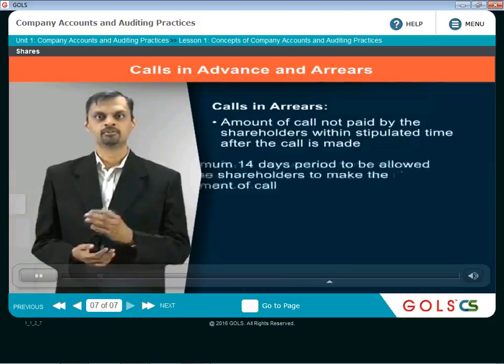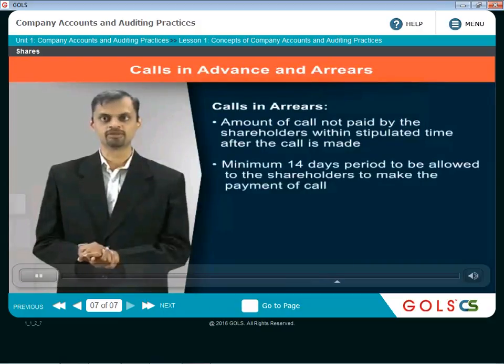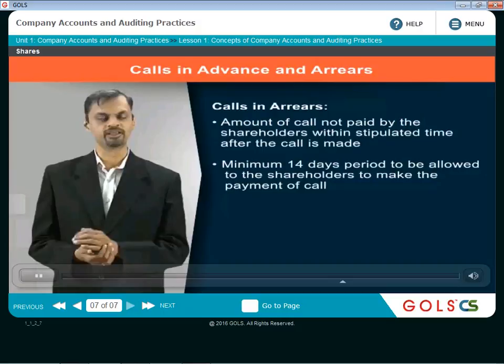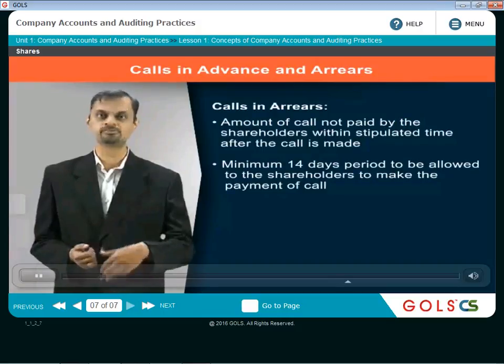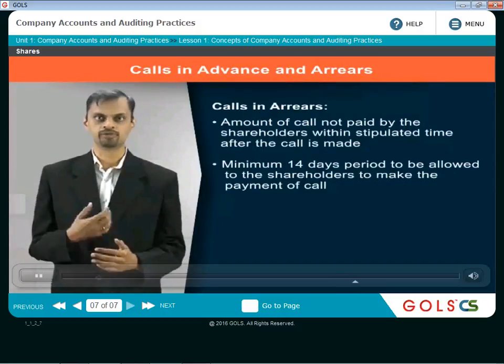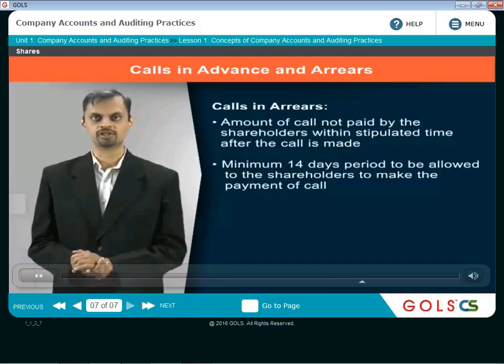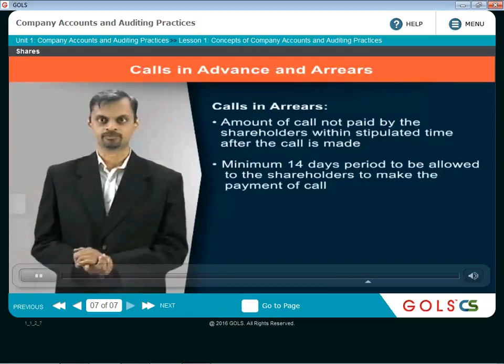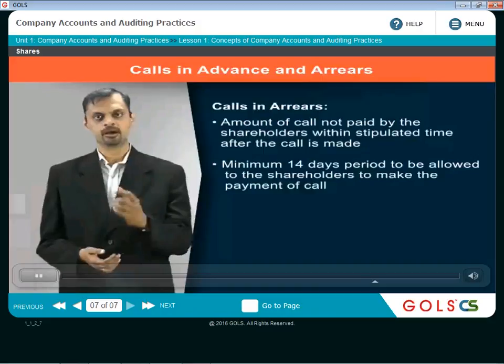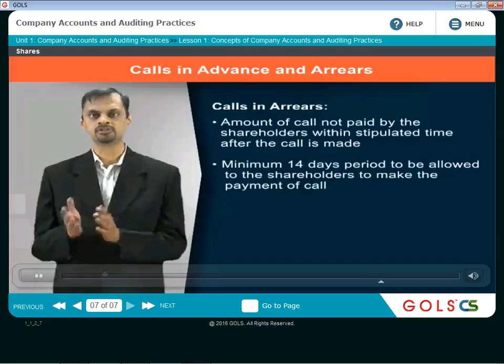Now a minimum of 14 days period has to be given by the company to the shareholders to make the payment of call. So whenever the call is made, the company has to give a period of at least 14 days to the shareholders to pay the call money. If within those 14 days the amount is not paid, then that becomes calls in arrears amount.